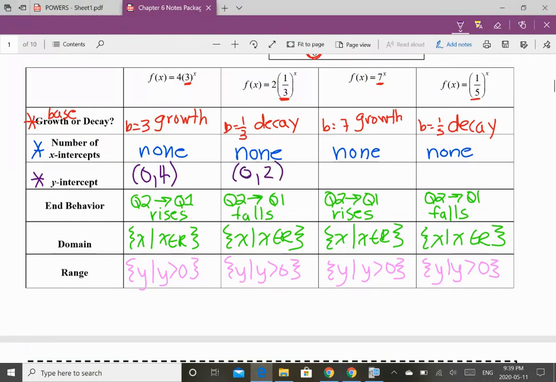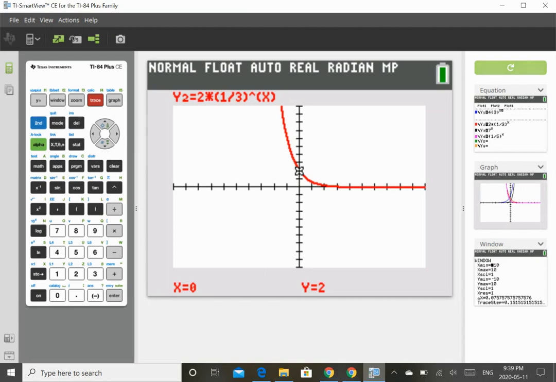Interesting. Hopefully we're seeing a connection. I notice this, 4 times 3 to the x, y-intercept at 4, 2 times 1/3 to the x, y-intercept at 2. So I'm noticing a connection right away between my a value and our y-intercept. Let's look at our third function.